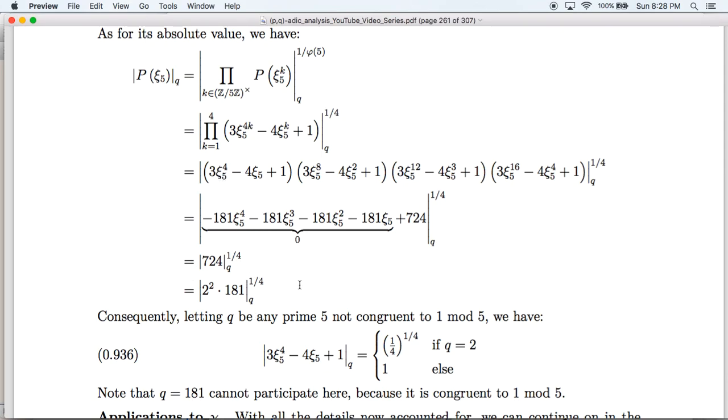unfamiliar case is going to occur only when q is not congruent to 1 mod 5. So if q is any prime not congruent to 1 mod 5, the only primes for which this can be not equal to 1 are 2 and 181. But 181 is congruent to 1 mod 5, so it doesn't count. It's a familiar case. So all we're left with is the q equals 2 case, in which case for any prime number not congruent to 1 mod 5, the q-adic absolute value of this expression will be 1 if q is not equal to 2, and the fourth root of 1/4 if q is equal to 2.